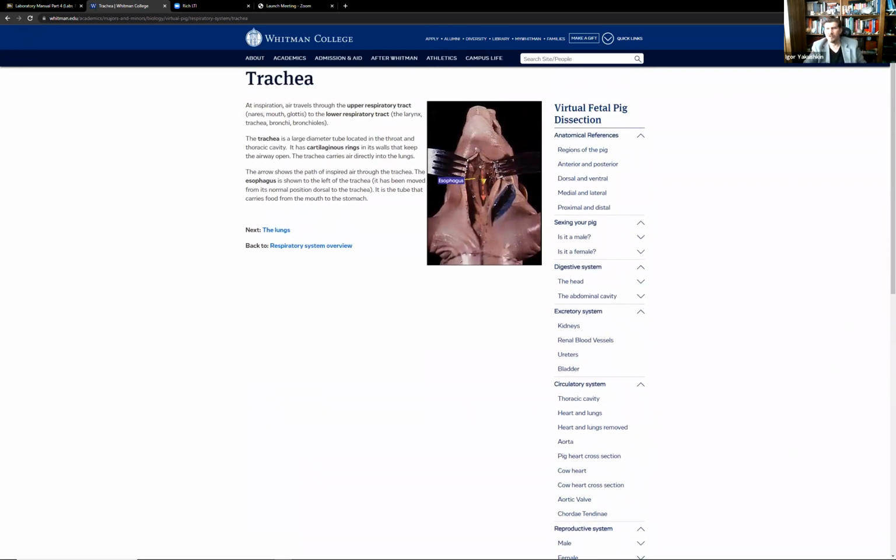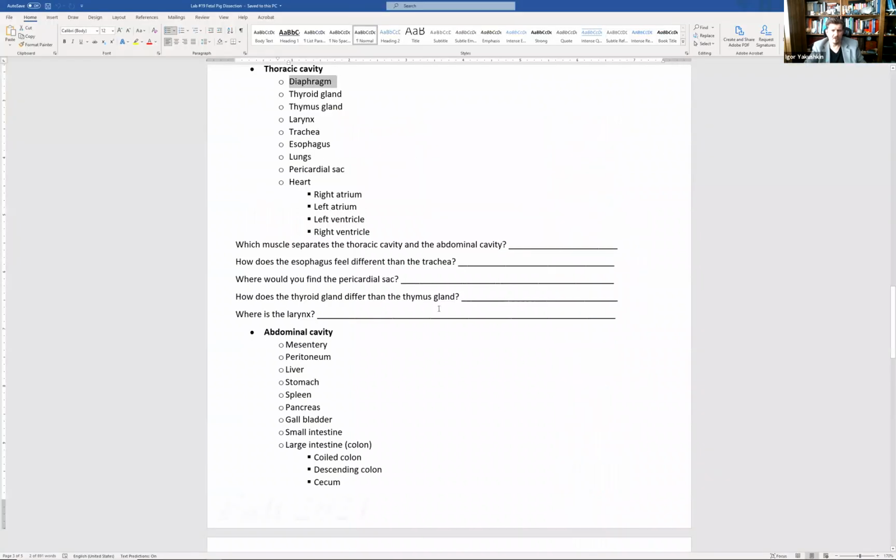No, it's not here, so it will be relatively hard for me to point out the thyroid. But there is a thyroid, two granular structures on either side of the trachea, and the thymus is located kind of right on top of it. Whereas the larynx is basically a voice box.